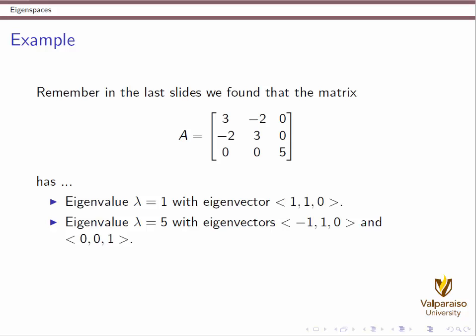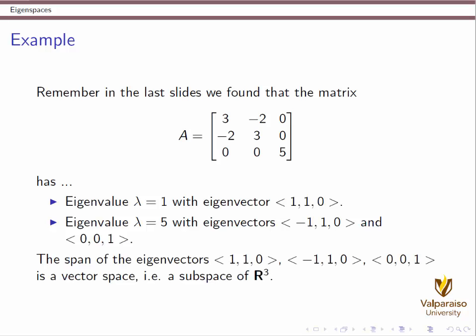So in those last slides, this was the example we saw, the 3x3 matrix A, with eigenvalues lambda equals 1 and lambda equals 5. 5 was repeated twice. Lambda equals 1 had one corresponding eigenvector. The repeated eigenvalue 5 had two eigenvectors with it. And so we could say that the span of these three eigenvectors is a subspace of R3 and in fact is the eigenspace of this matrix.